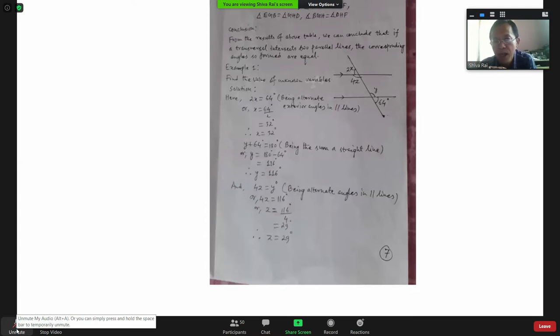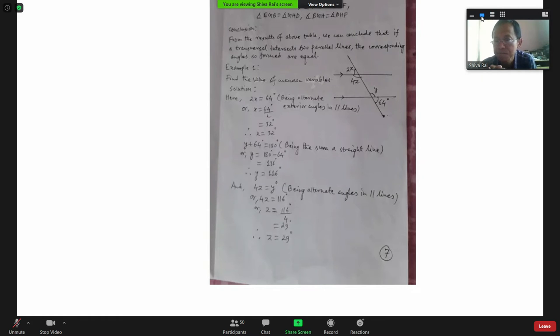Another, you look here. Now to find y: y plus 64 degree equal to 180 degree. This thing already you know. This is easy. Being the sum of a straight line. Look, if you add y and 64, you will get a straight line. It means that is a straight angle. Straight line means straight angle. What's the value of straight angle? What's the value of straight line? 180 degree. Yeah, 180 degree.